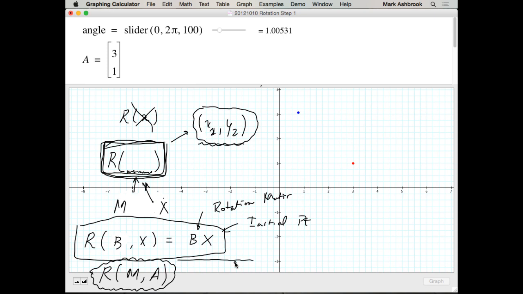Do you buy that? Because we could have different A's and we could have different B's. Right, so suppose you had to do three different starting points. Then we can plug in what that is.